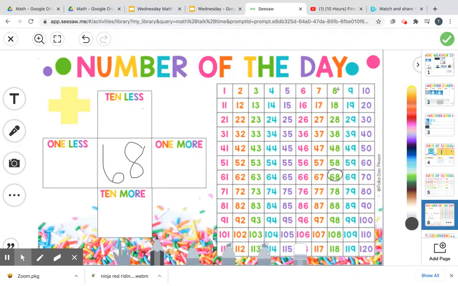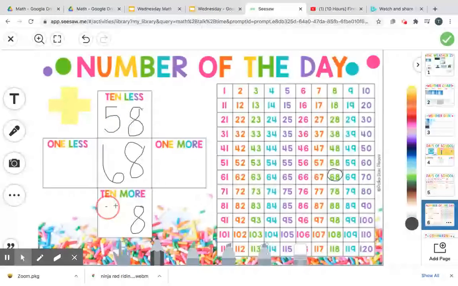We know when we go up and down that the end is always the same. And the end on this particular row is 8. So we know that it's going to end with an 8. Now, on this side, all you're doing is counting. So what comes before 6? Right, 5. What comes after 6? Yeah, 7. So it goes 58, 68, 78. When you go up and down on the hundreds chart, that's your pattern.